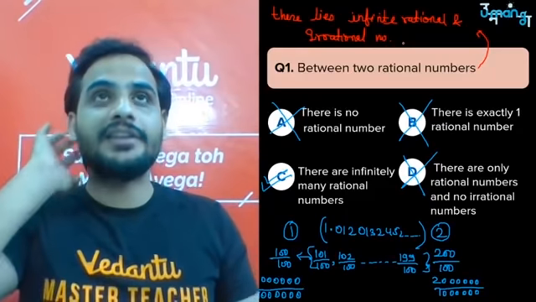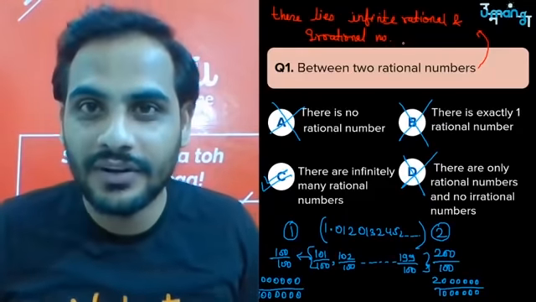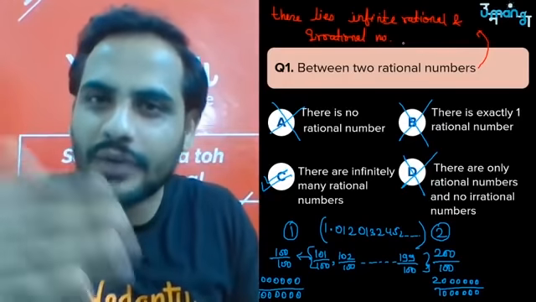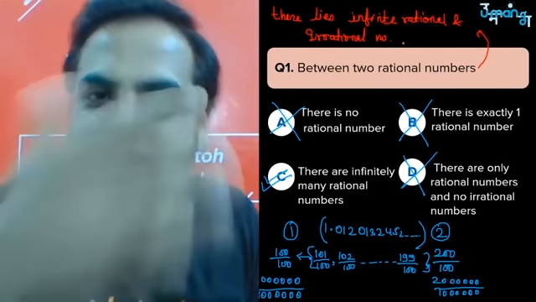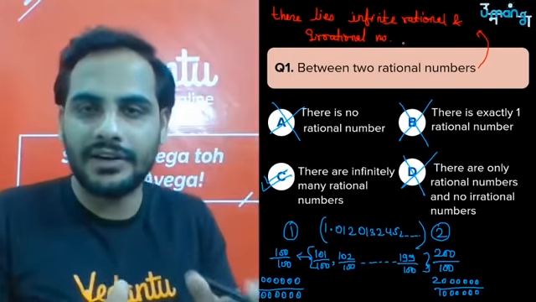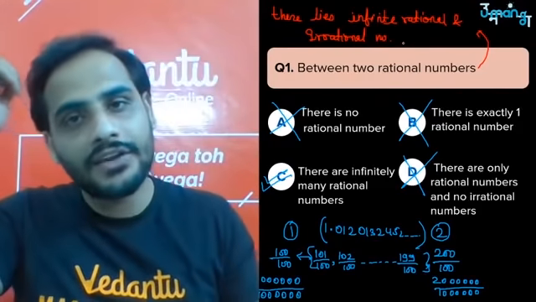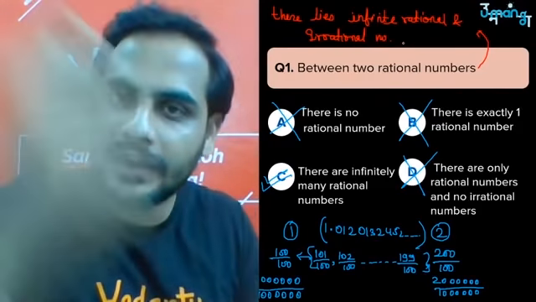You can never write the number which is closest to zero. For numbers going near zero, you can always get more and more closer to zero. So the answer is, between two rational numbers there lie infinite rational numbers as well as infinite irrational numbers. Got it? So option C is your correct answer. Let's go for the next question.